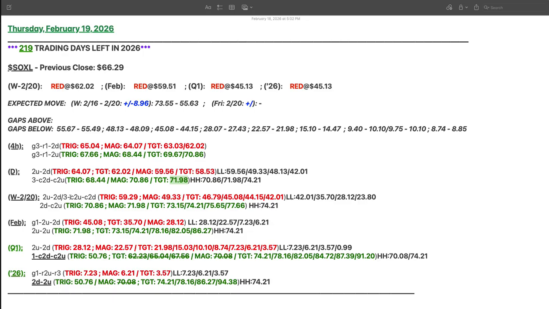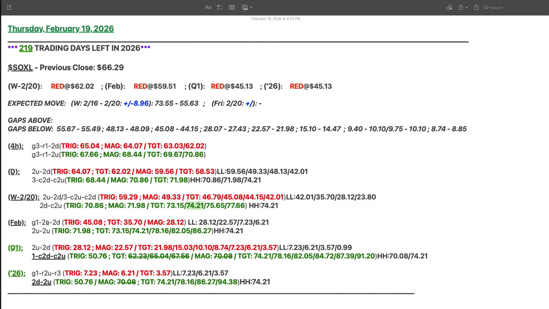On the week, again, we're still inside, so still the opportunity to go 2 up, 2 down. That triggers at 59.29, magnitude is 49.33, so big move there. Don't really want to see that triggered if you are a bull. To the upside, there's still the opportunity for this 2 down combo 2 up to trigger at 70.86, magnitude not that far above it at 71.98, but we do have the all-time high of 74.21, not too far above that, and then we're in blue sky territory after that if we reach that with any type of momentum.